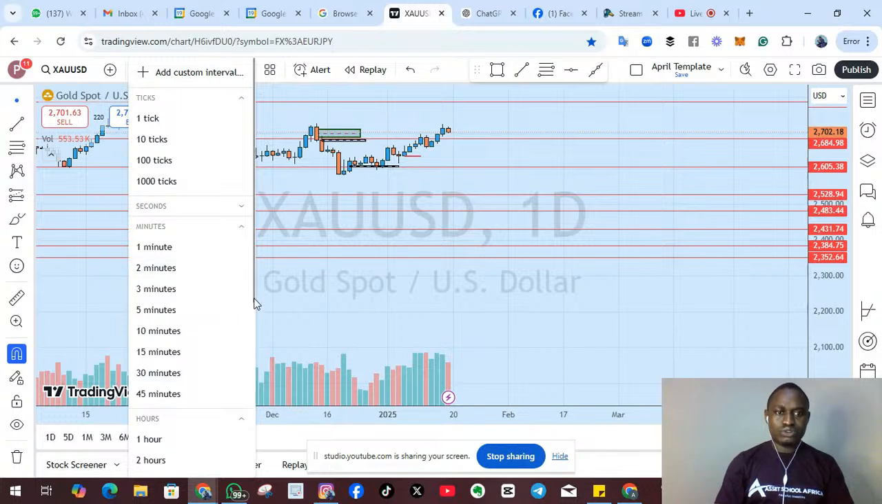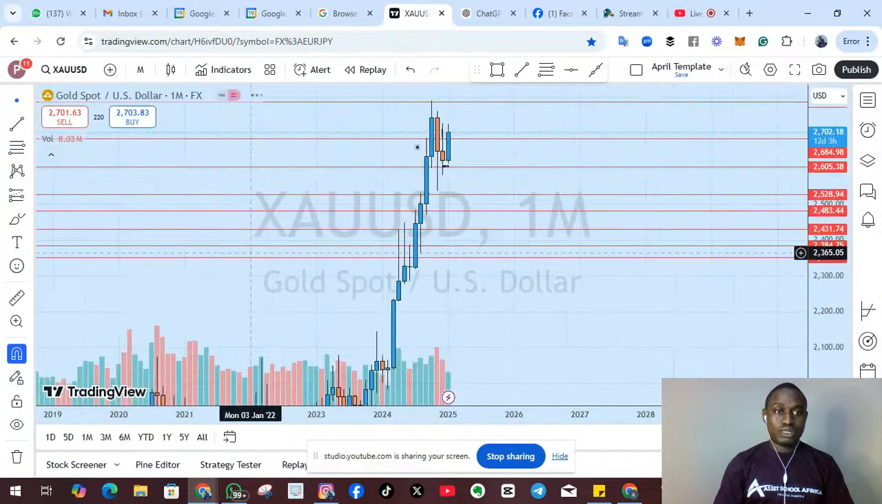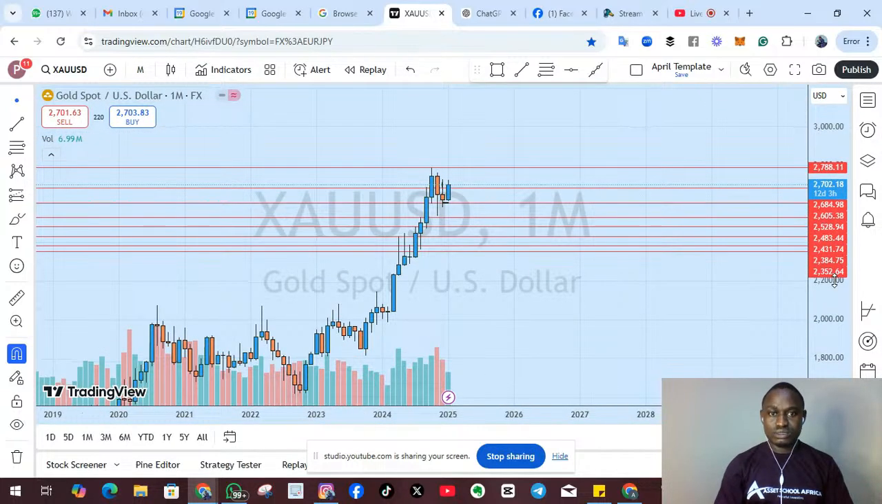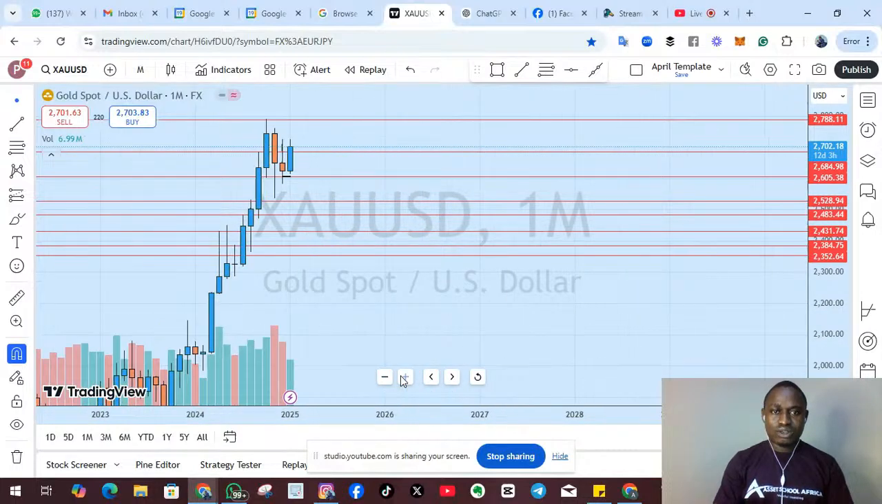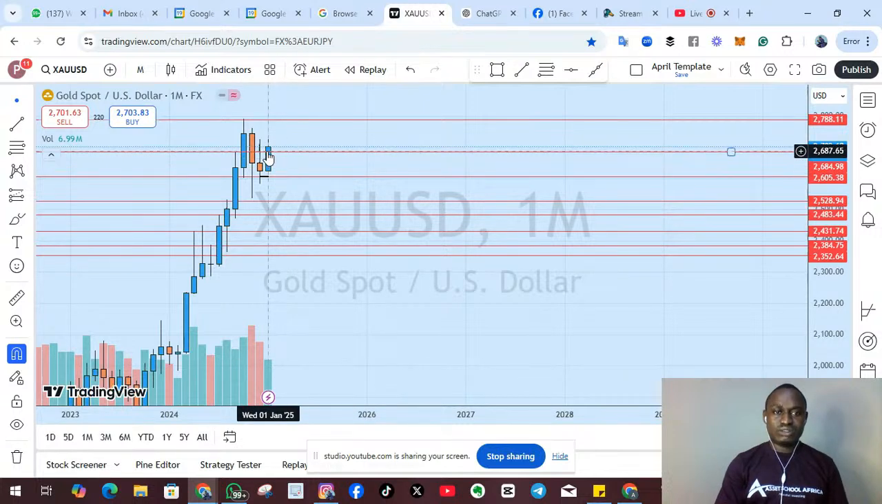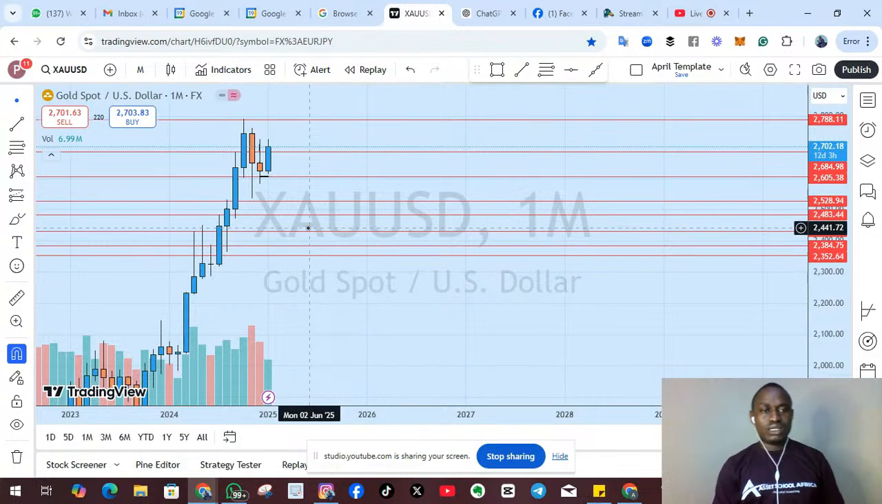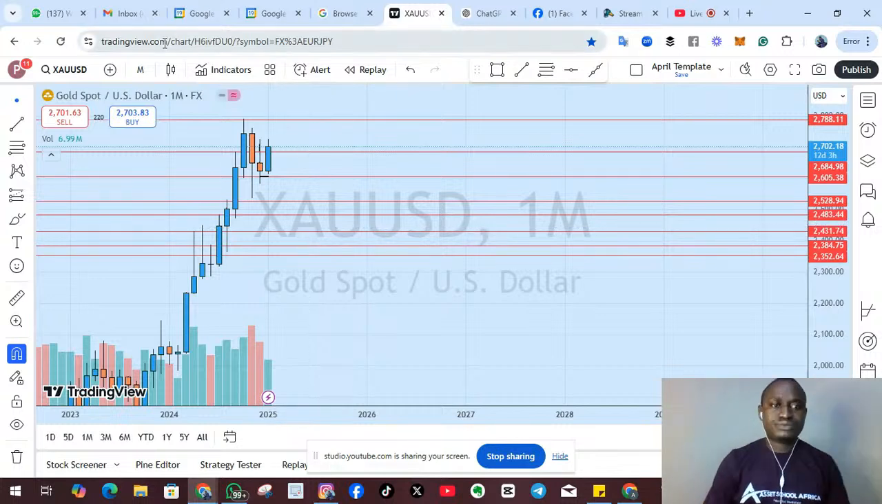Let's quickly do a bottom up analysis on gold. So we can see that month on month, gold has been in a bull market, and currently January has been very bullish for gold. As you can see, this is January, this was December, this was November. So the month of January has been very bullish for XAUUSD.